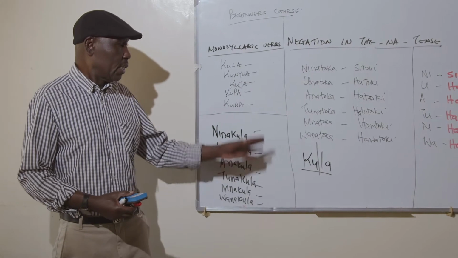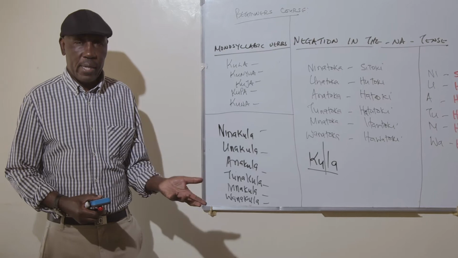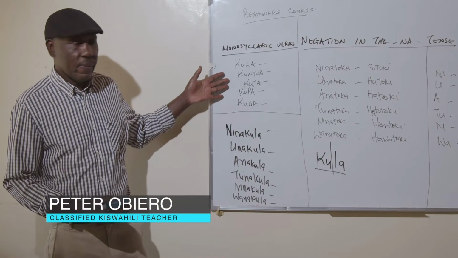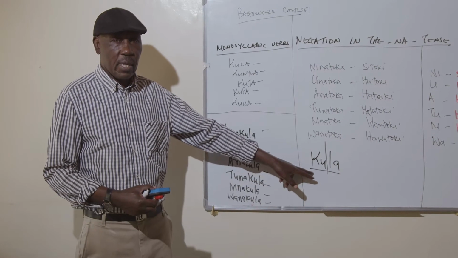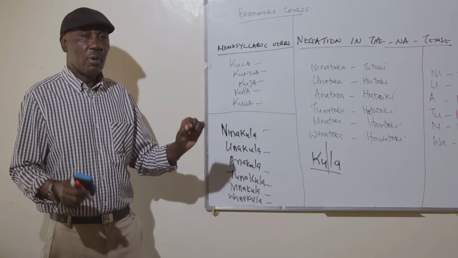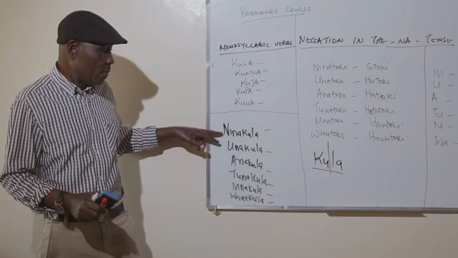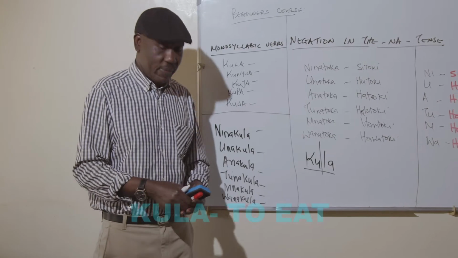So, the monosyllabic verbs are not many. If anything, they are very few. Could be this is the majority part of them. Now, if you use the monosyllabic verbs, then when you conjugate, you conjugate with the infinitive ku, like I told you. So for the verb kula, kula is to eat.